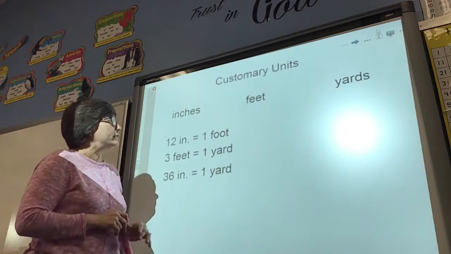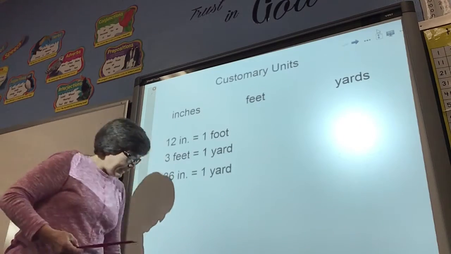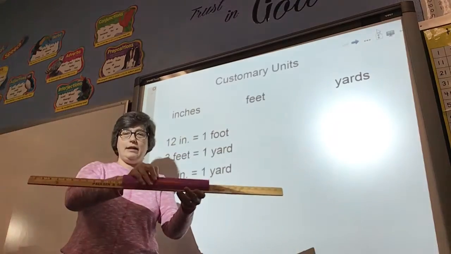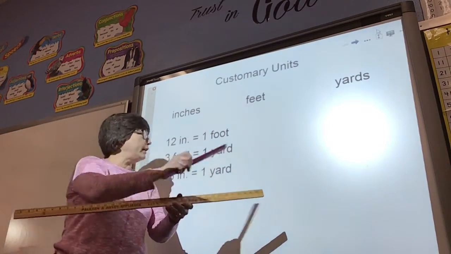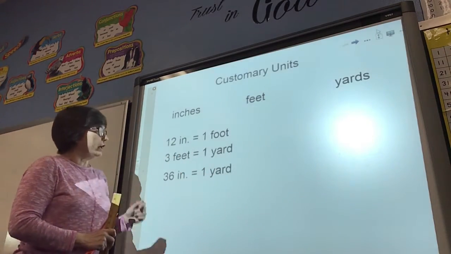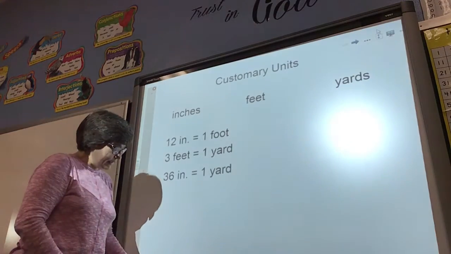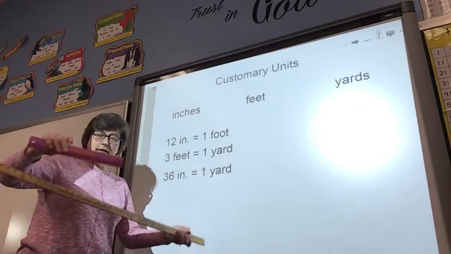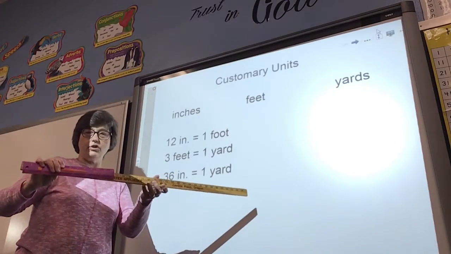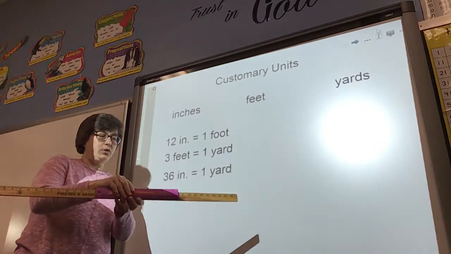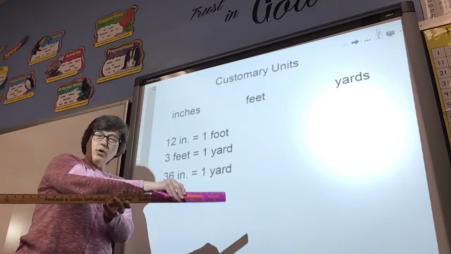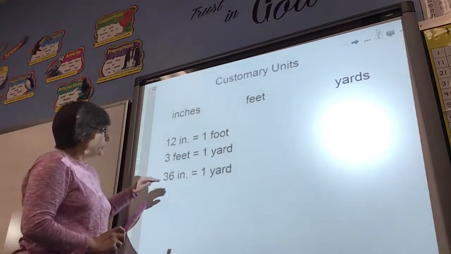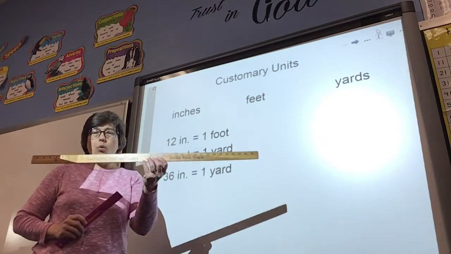It's 1 foot. And then 3 feet means it goes on the yardstick 3 times. Okay, so 3 feet equals 1 yard, and then 36 inches, because there's 12 inches on one of these, then it's like saying 12 and 12 and 12, or 3 groups of 12. 3 times 12 is 36, and that equals 1 yard.